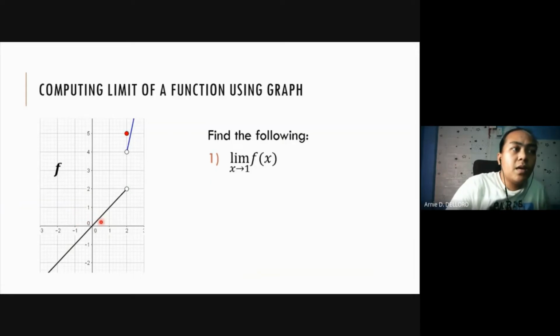Okay? As x approaches 1 from the left, what is the value? Di ba? Pwede mo nang isipin na yung value ng limit of a function as x approaches 1 is equal to positive. Okay? As x approaches 1 from the right, ano yung tinutumbok ng number? So in this case, ito yung intersection nila. Yung 1, 1. And in this case, the value of the limit of f of x as x approaches 1 is equal to 1. Okay?